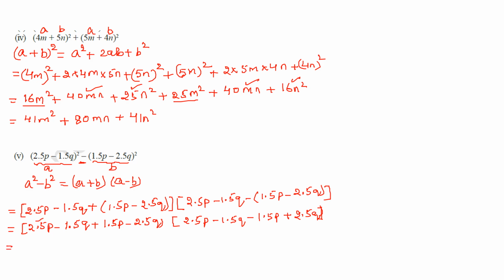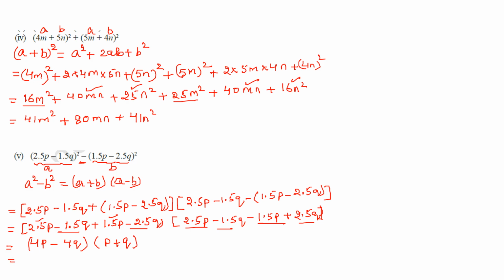So you can see here 2.5p plus 1.5p. So 2.5 plus 1.5 will give me 4p. And then minus 1.5 and minus 2.5, that will also give me minus 4q. And in the second one, 2.5p minus 1.5p. So 2.5 minus 1.5 is 1, so it will be only p. And minus 1.5 plus 2.5, this will give me plus q.